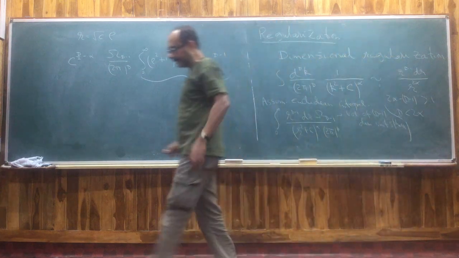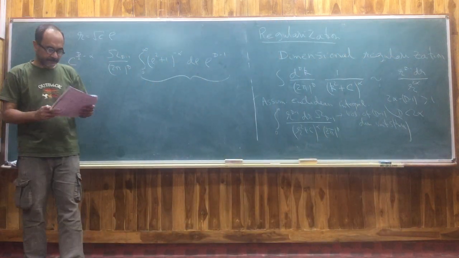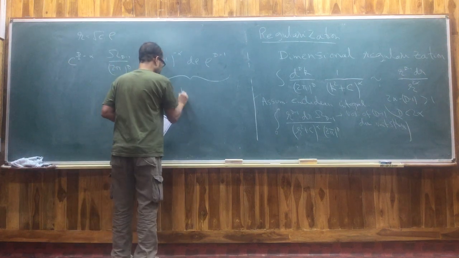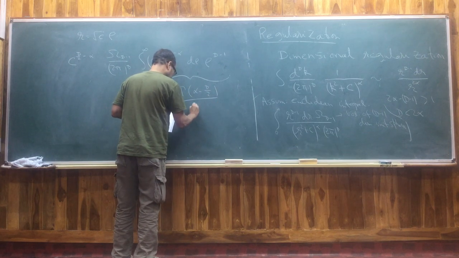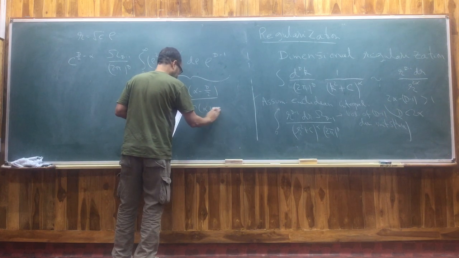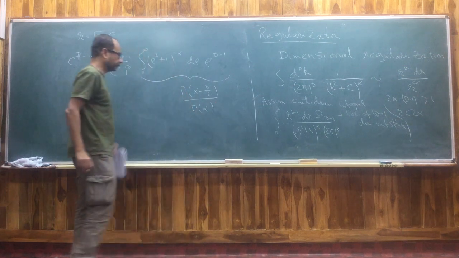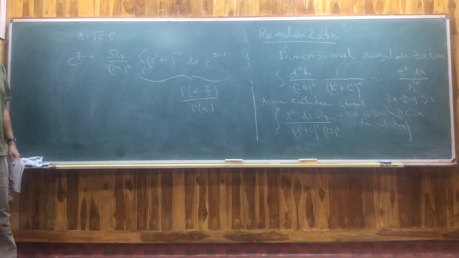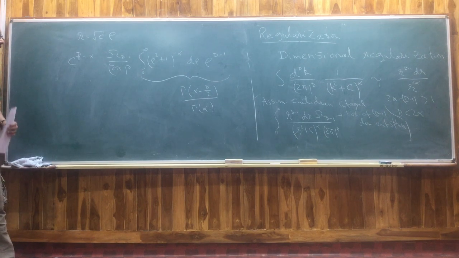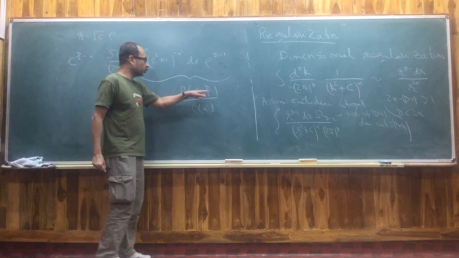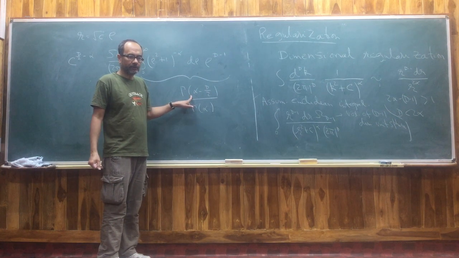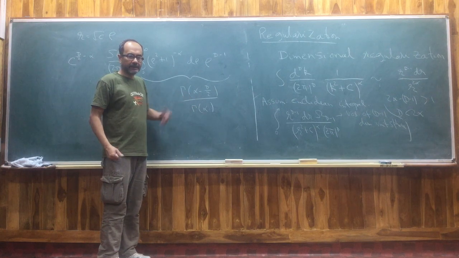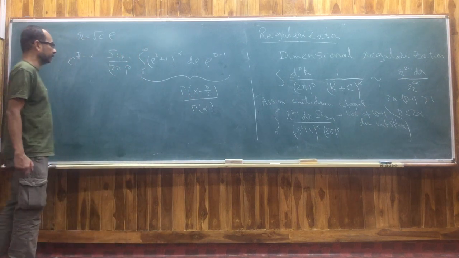And the answer for this I'll write down, you can try to check. This is gamma of alpha minus d by 2 divided by gamma of alpha. If d goes to 2 alpha, then this goes to gamma of 0. Then gamma has a pole at 0. So you get back the divergence. But otherwise, this is a nice function.